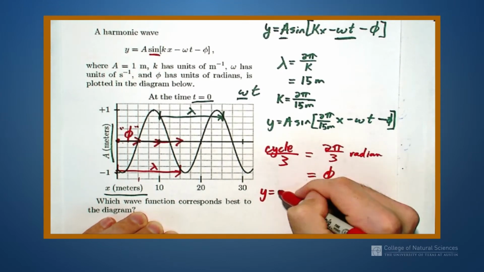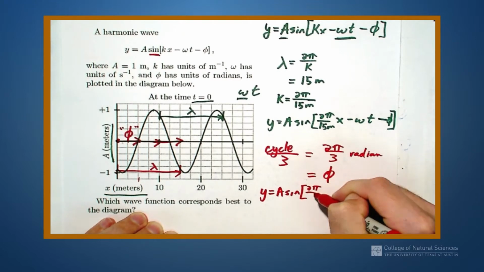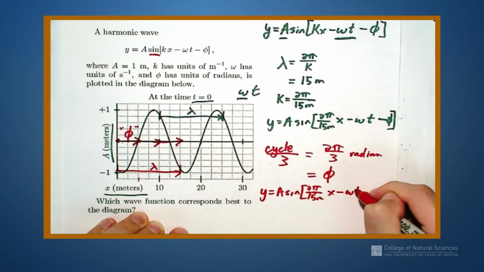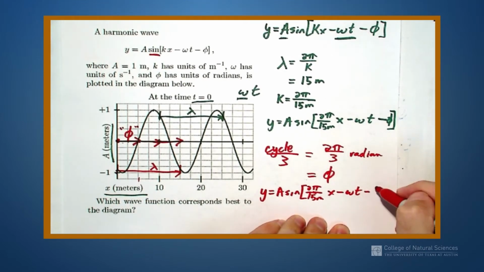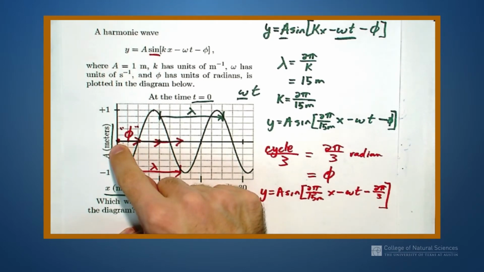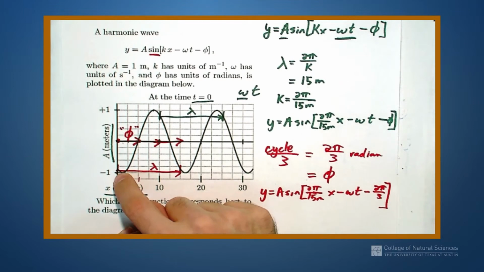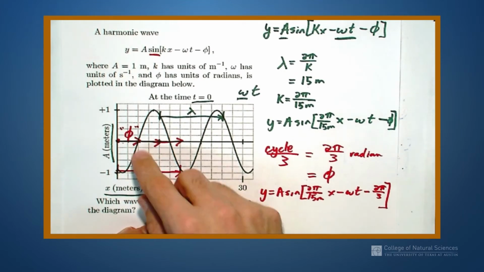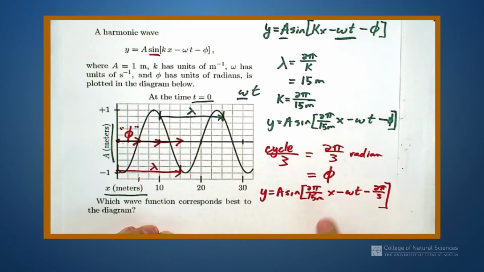So my final equation is A sine of 2 pi over 15 meters times x minus omega t. I couldn't figure out anything about that. But I also know that I have 2 pi over 3 as my phase shift. If I want to check this, I can plug in 0 for x and 0 for t, put myself at this point right there, and see if I get the sine to be at this point. So minus 2 pi over 3 puts me somewhere down over here. Another one I could check is 5 meters. At 0 time, 5 meters would give me 2 pi over 3 minus 2 pi over 3, which gives a sine of 0. So I've checked a couple points just to make sure.